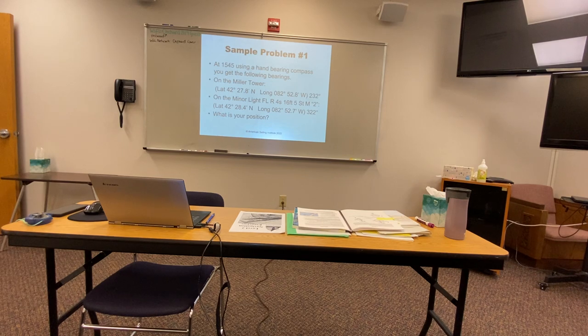Is this it? Yeah, so this is the one. Okay, so the boat is out here somewhere, and we're trying to use this to get an angle. Right. So we've got an angle of 2. If I'm standing on the Miller Light, the bearing is 232.